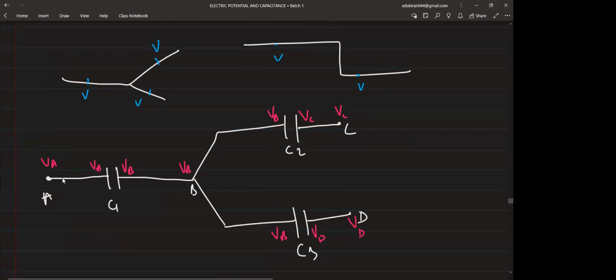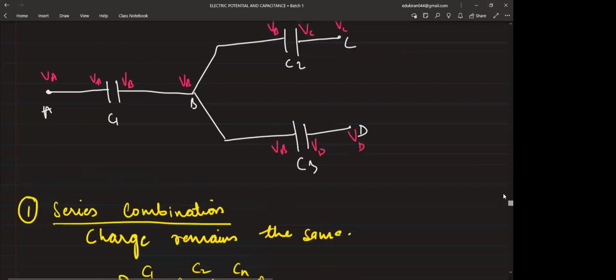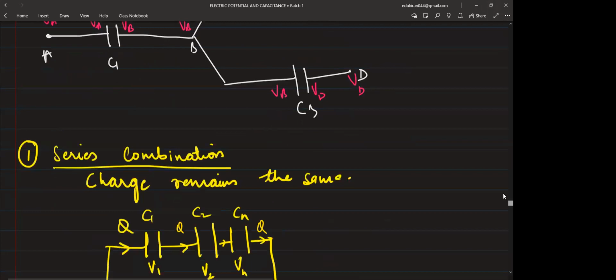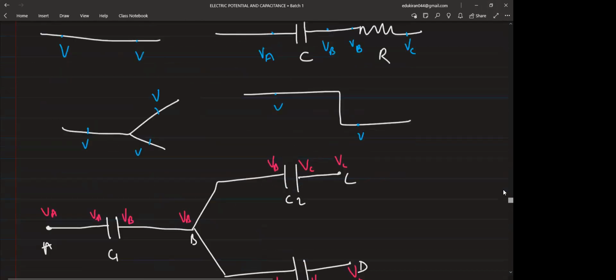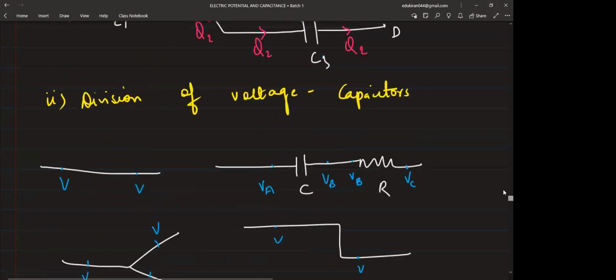Like look at this figure. It was VA, now due to this capacitor the voltage is going to change, so it is VB. And again a device came, so it is VC. Also a device came, so it is VD. This is how voltages will be changing. This is very important. And whatever we have studied for charge is exactly valid for current also.